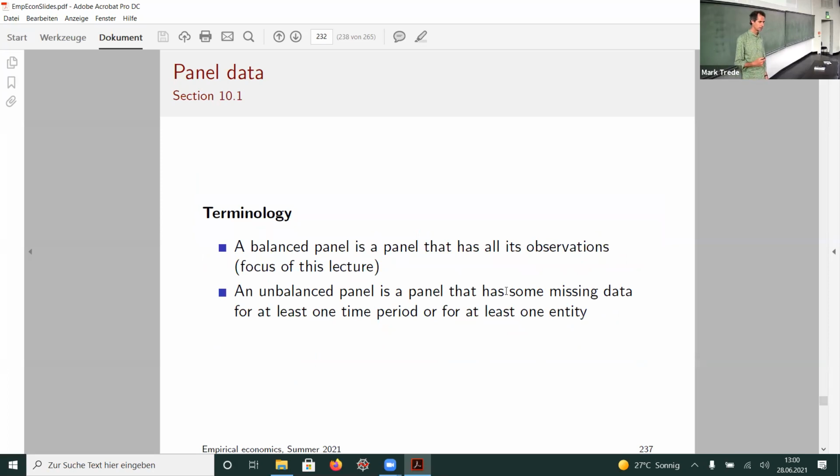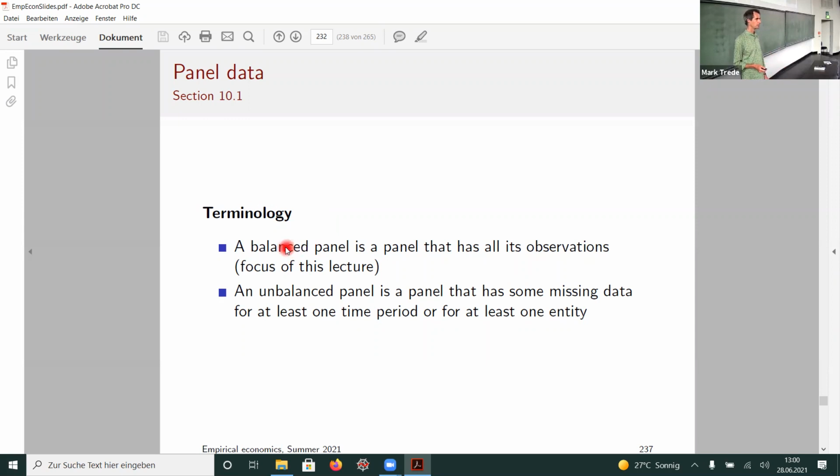All right, there are 2 kinds of panels. The first one is called a balanced panel. Das heißt auch auf Deutsch so, ein balanciertes Panel. And that means that we have observations on all individuals in all periods.